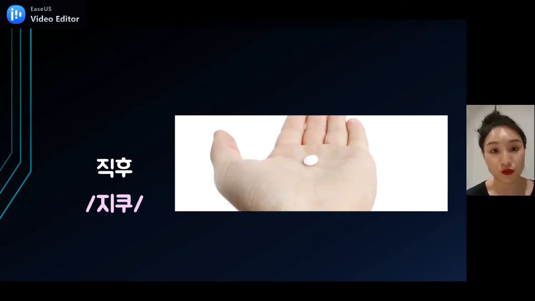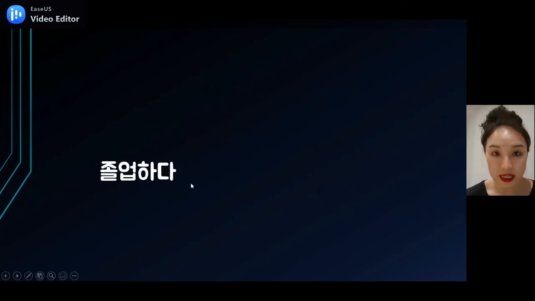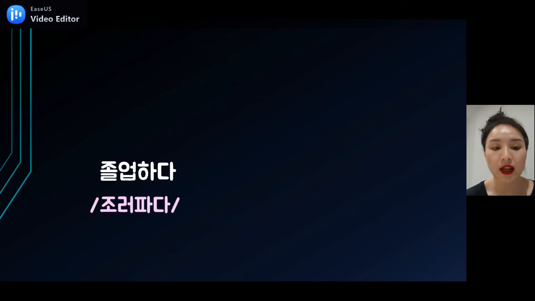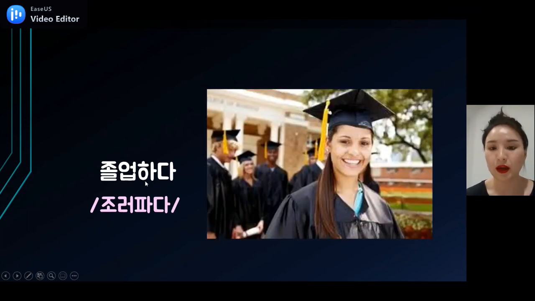직후. Right after. This is quite a difficult one. There are two linking phonemes here. 졸업하다. Here linking phoneme, it goes 조럽. And then here linking phoneme, 어파. So 졸업하다 becomes to graduate.